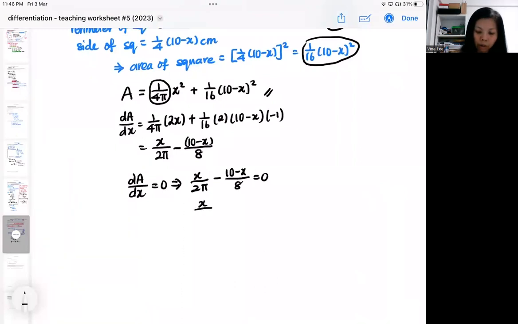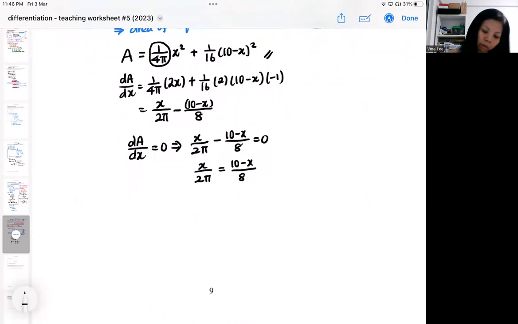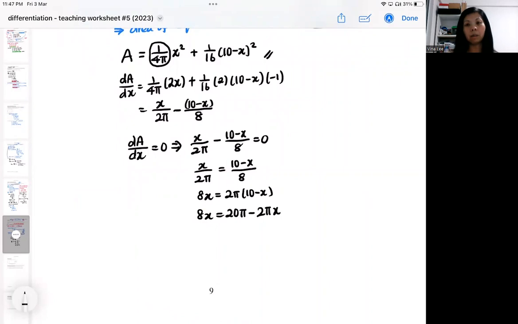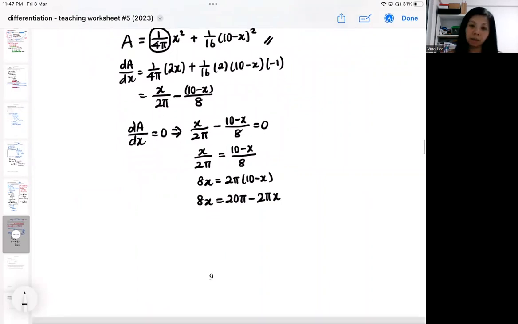So what are you trying to do when you set dA/dx equal to 0? In this case, you will be able to solve for your x. So because it's two fractions, I'm going to bring the fraction over to the other side. So I do my simple cross multiplication. My aim is to find x, and I'm not trying to expand out my 3s. So I'm going to find my x.